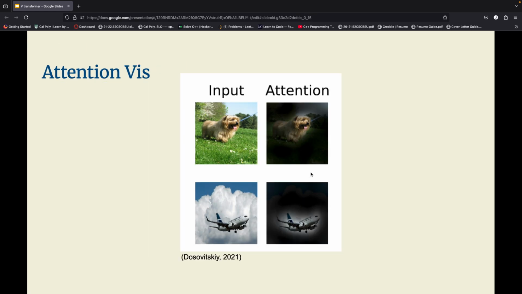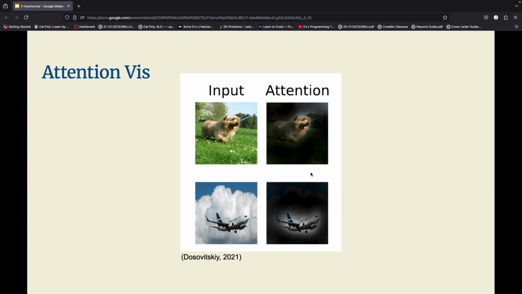So to help visualize, this image is from the original Vision Transformers paper, and as you can see, our prediction token pays a lot more attention. The opacity of this is how much attention our prediction token pays to each patch of our image.